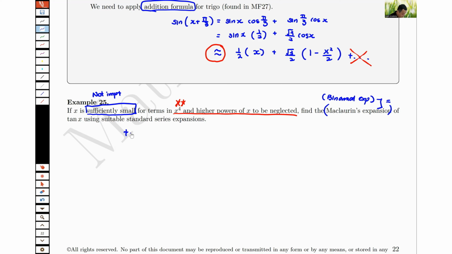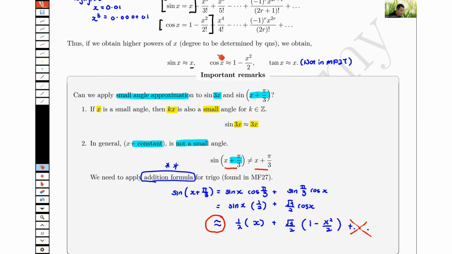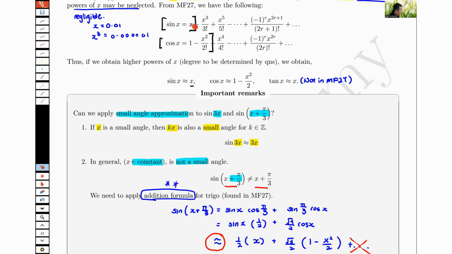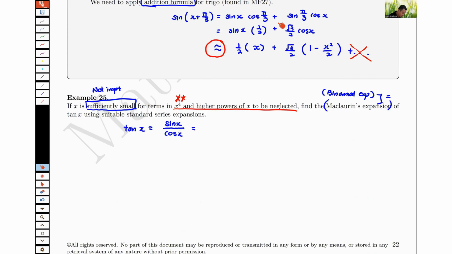Okay, so let's start with tangent x first. I want to go up to degree 3 because degree 4 onwards is neglected. To use the formula list formula, I will have to go for sine over cosine. But it's degree 4 onwards neglected. So for sine x, you cannot stop at x. I must go to x cubed over 3 factorial because they say degree 4, then you neglect. Okay, so there will be a change here.